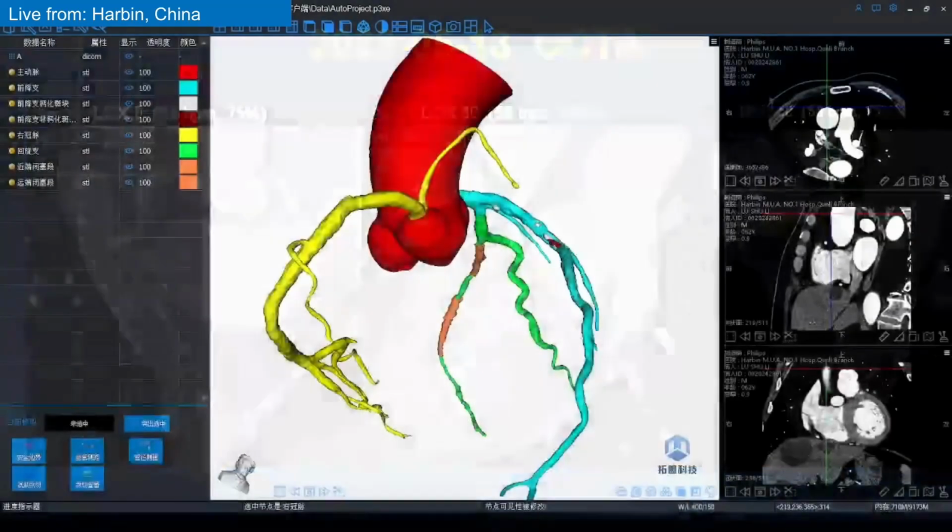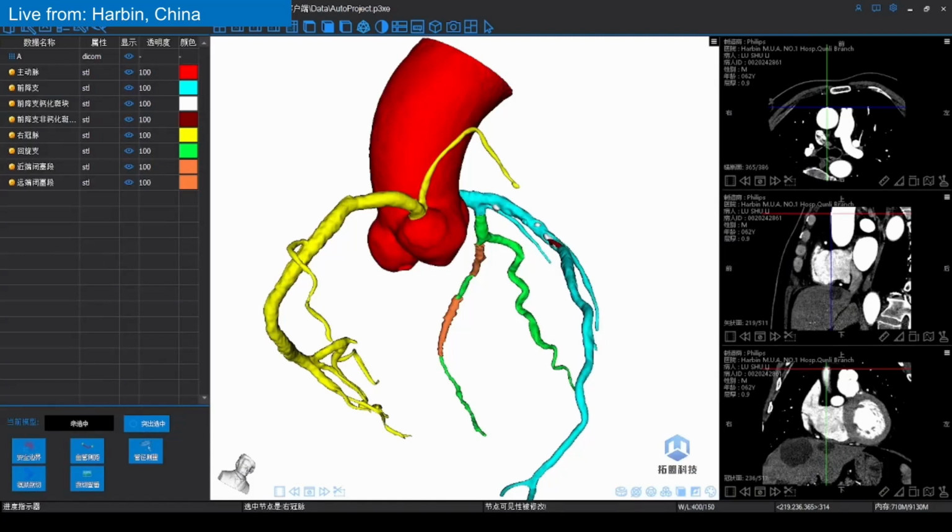The 3D reconstruction image shows there are two occluded parts in the LCX. One is in the proximal and the other is the distal part. The distal part is relatively long and without calcifications. That's all.